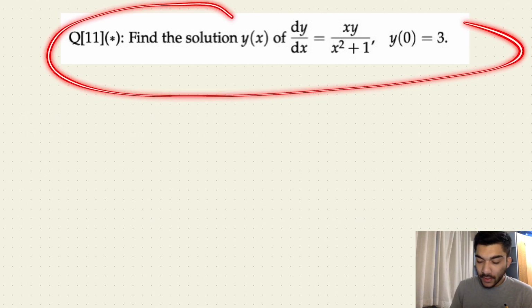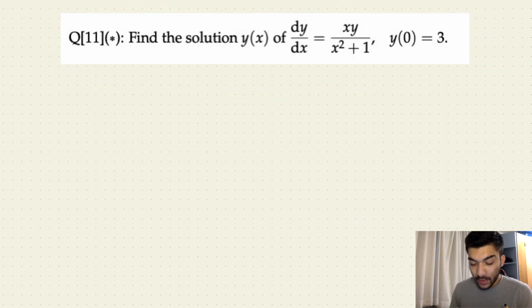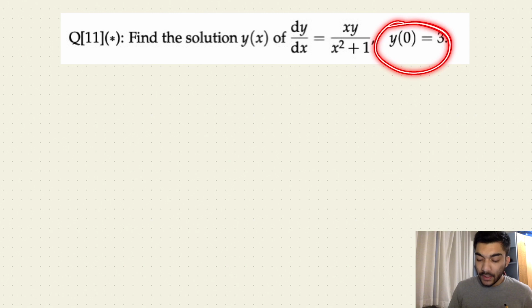So let's continue our discussion on separable differential equations and let's solve for the solution of this differential equation over here with this initial condition. This question is an easy question, but there is an important point that we'll cover in this video regarding the solution to this differential equation with this initial condition. So let's first try solving the separable differential equation.